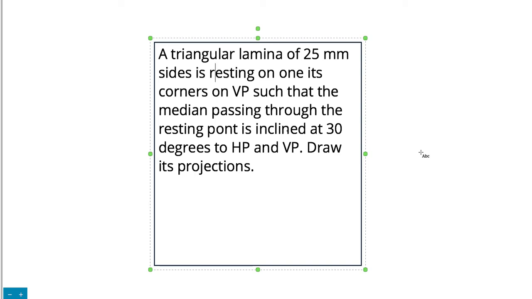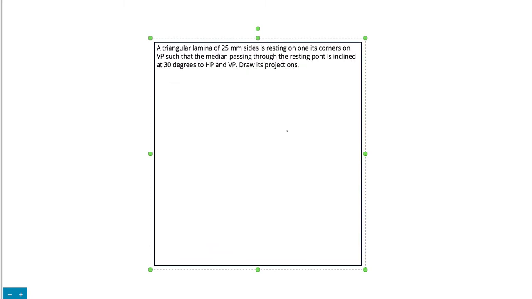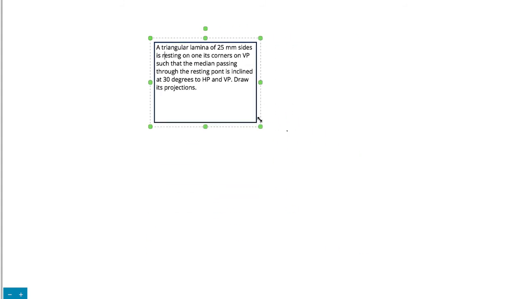The question states that there is a triangular lamina of 25 mm sides which is resting on one of its corners on VP such that the median passing through the resting point is inclined at 30 degrees to HP and VP both. Draw its projections.